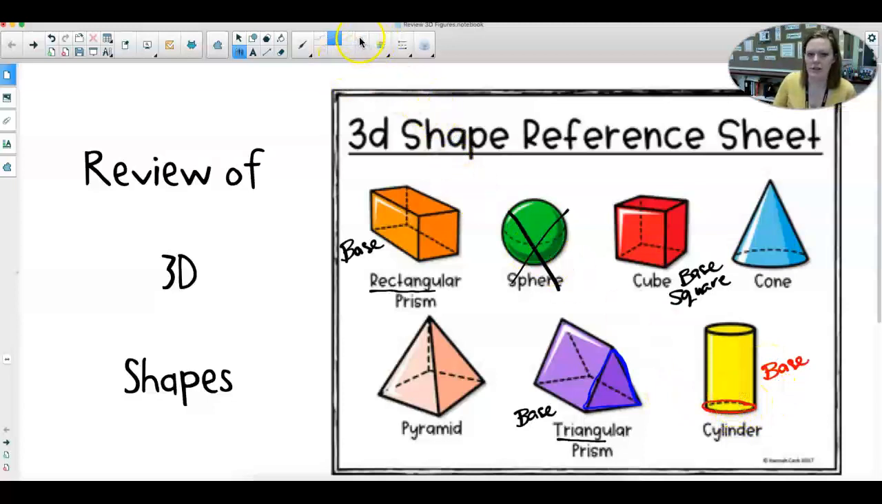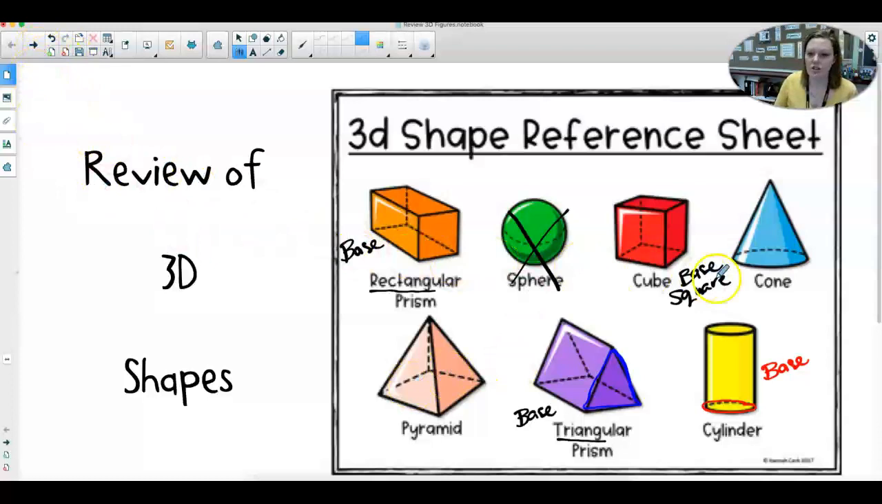The other two things that we had talked about was a cone, not as big of a deal, but we just need to recognize it. We also talked about a pyramid, and pyramids can have many different bases. We can have a square pyramid, a rectangular pyramid. Remember, the base determines how you name it.